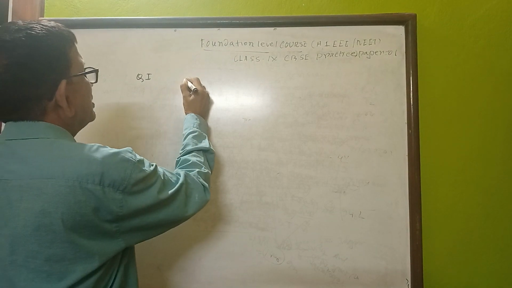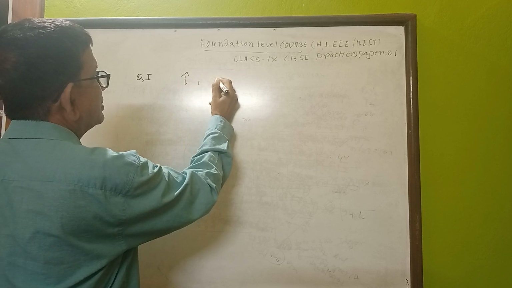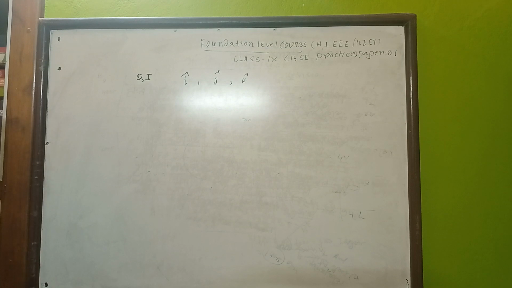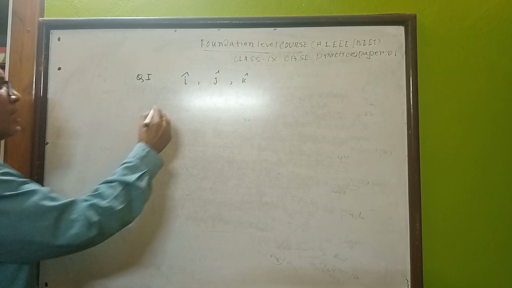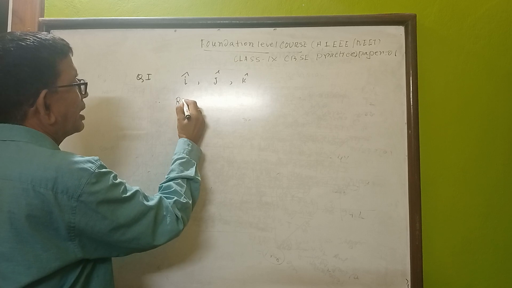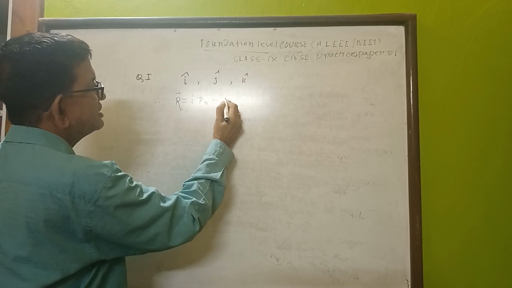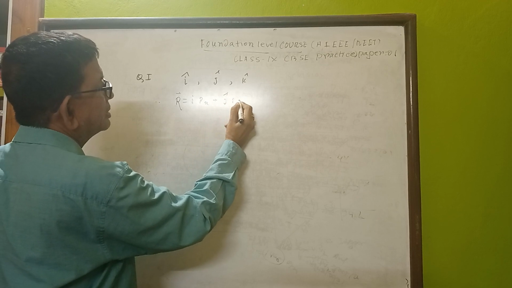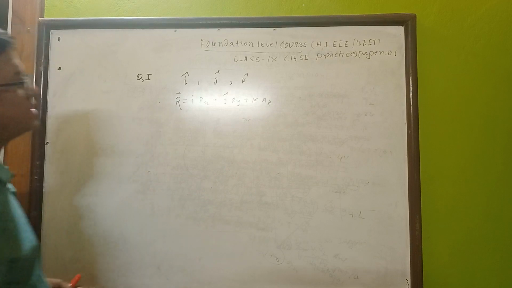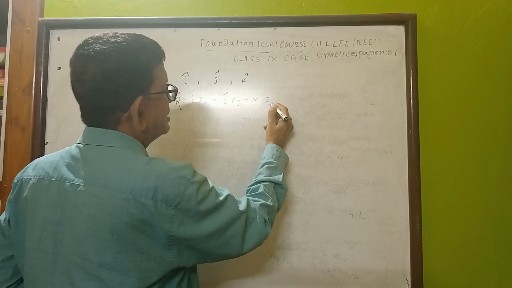You know there are 3 unit vectors, always remember: i, j and k. There are 3 unit vectors whose magnitude is 1, and any vector represented by unit vectors, I am writing R vector equal to i Rx plus j Ry plus k Rz. That means any vector can be represented by these unit vectors.